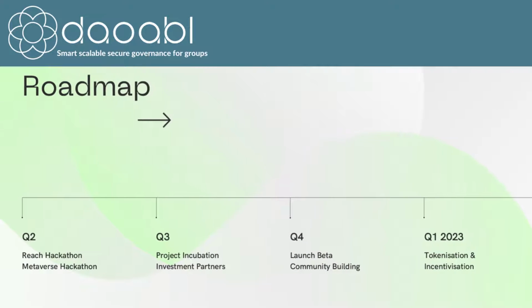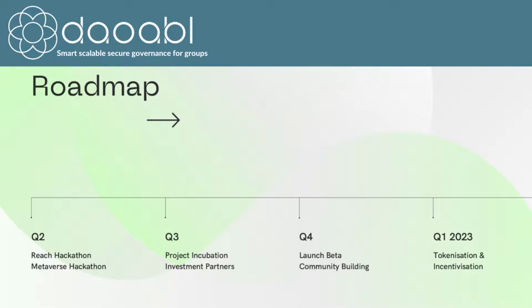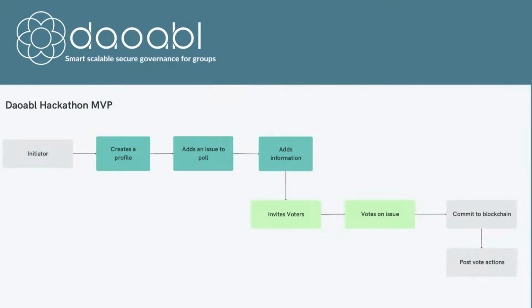Here's our roadmap. Right now we're completing the Reach Hackathon and the Metaverse Hackathon. From there, we'd like to move to project incubation with investment partners and strategic partners. In Q4, we'd like to launch our beta and focus on community building. In Q1 2023, we have our sights set on tokenization and incentivization of the DAOABLE platform.